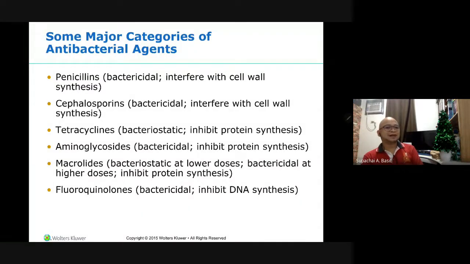Okay, so they could inhibit protein synthesis. So both of them do; aminoglycoside, however, is bactericidal. Tetracycline is bacteriostatic. Macrolides at lower dose are bacteriostatic. However, macrolides at higher dose become bactericidal. Fluoroquinolones can inhibit DNA synthesis.